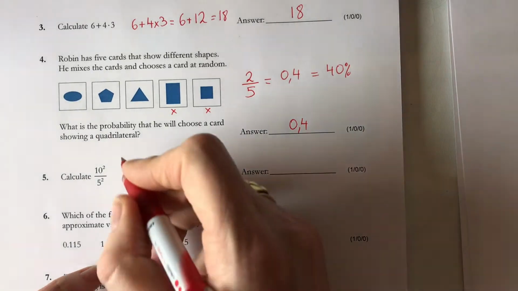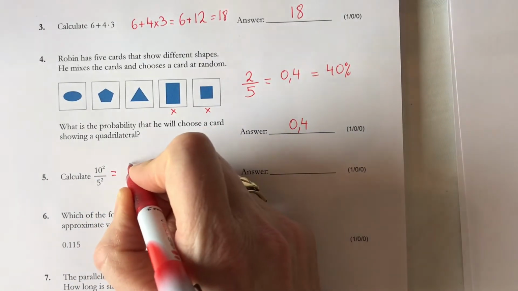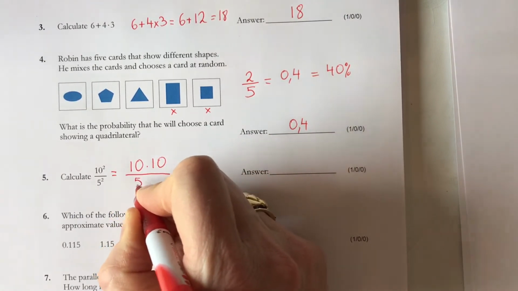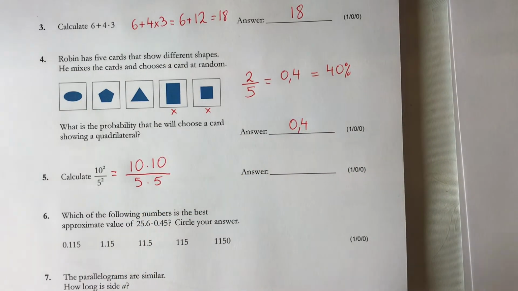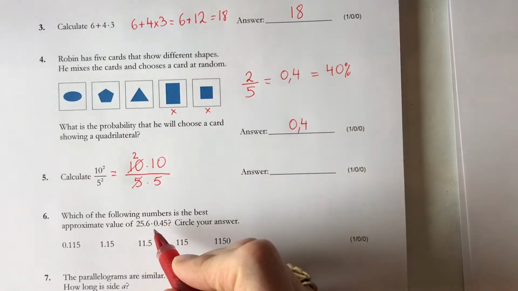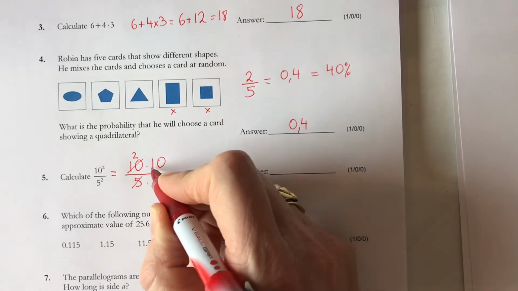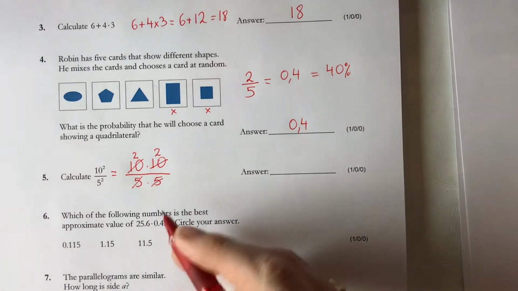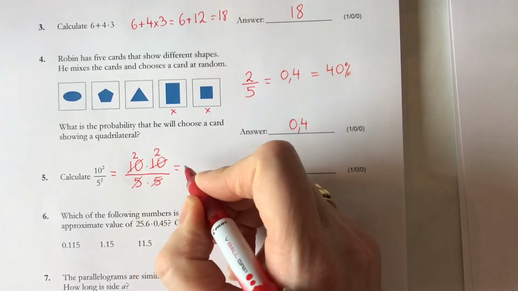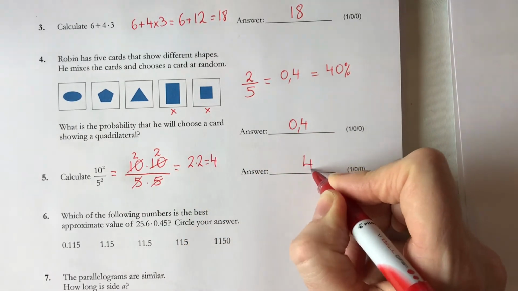The next question here is to calculate 10 squared divided by 5 squared. Well, we know that 10 squared is 10 times 10, and we're going to divide it by 5 times 5. A couple of different ways we can do this. We know that 5 goes into 10 twice, so we can shorten that expression. And here again, 5 goes into 10 twice. So instead of 10 divided by 5, we get 2 divided by 1. This gives us 2 times 2, which is 4, giving us the answer 4.